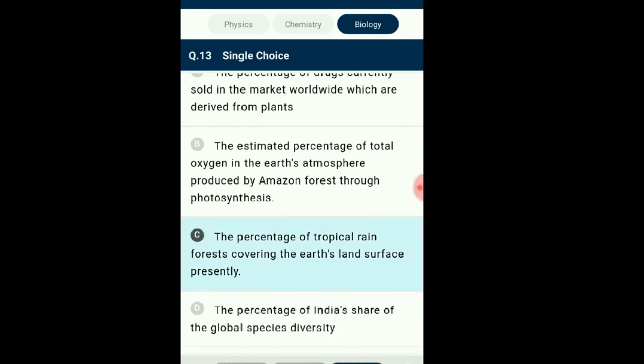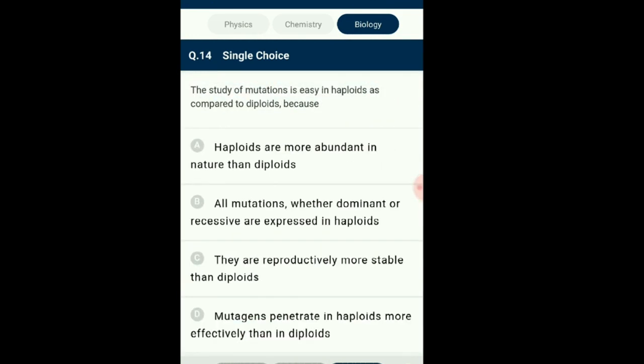The percentage of tropical rainforest covering the Earth's land surface presently. Question number 14. The study of mutations is easy in haploids as compared to diploids because haploids are cells which have only one set of chromosomes, or one of the pair of alleles of a gene.